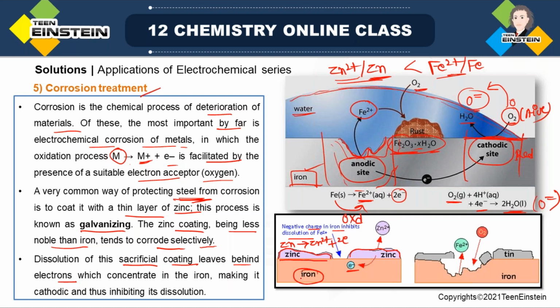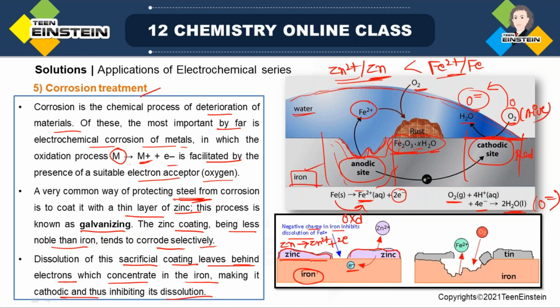Okay. Now there is another example, and what is this line saying? That the coating leaves behind electrons which concentrate in the iron. So there is now accumulation of excess negative charge, making it cathodic. Cathodic means in the cathode we know reduction reactions are going on. So if there is accumulation of electrons, it will be cathodic in nature because it will be able to supply electrons. So as a result, dissolution of iron will be inhibited.